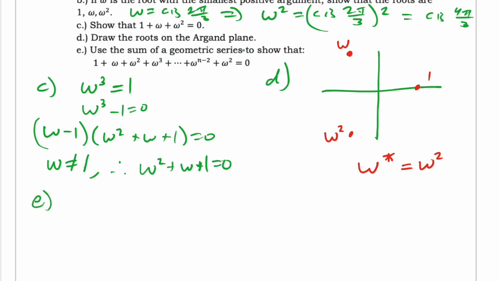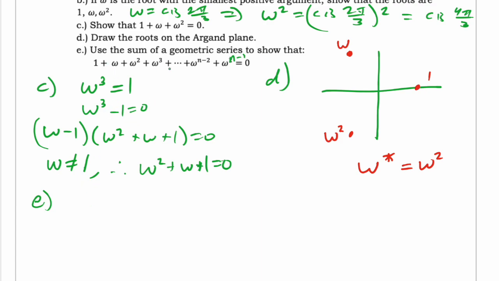Use the sum of a geometric series to show that the sum of all the roots of unity equals 0. Yeah, so that is always the case. It kind of makes sense graphically too, because if you think of them as vectors, they will all cancel out. So use the sum of a geometric series. So we have, this last one here should be n minus 1, I believe.